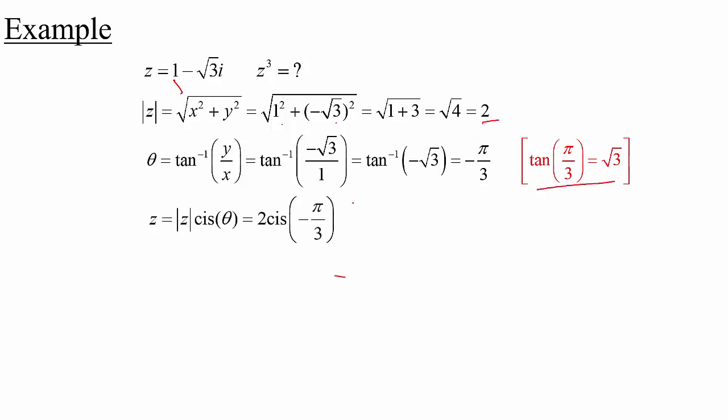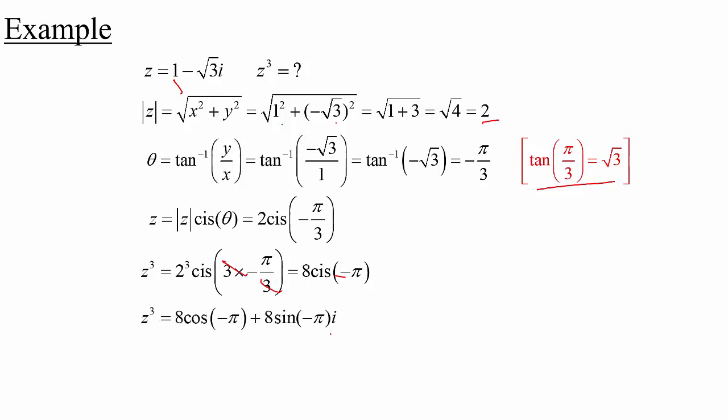So putting those 2 bits of information in our expression for z in polar form, this is what we obtain, 2 cis negative pi on 3. We want z cubed, so using de Moivre's theorem, z cubed will be 2 to the power of 3 cis 3 times negative pi on 3. 2 to the power of 3 is 8, and the 3's cancel in here, and we're left with negative pi. So z cubed is 8 cis negative pi. Writing that in expanded form, 8 cos negative pi plus 8 sine negative pi i. Cos of negative pi is negative 1, and sine of negative pi is 0. And this simplifies to negative 8.